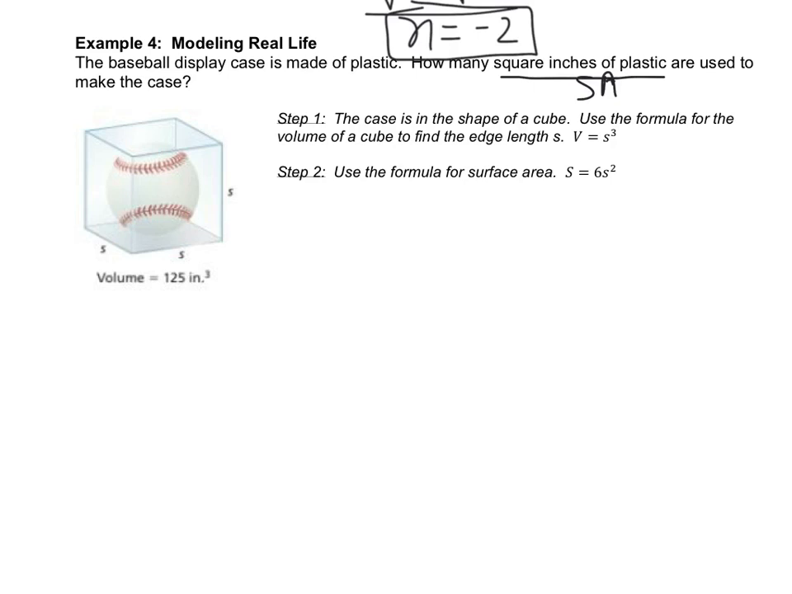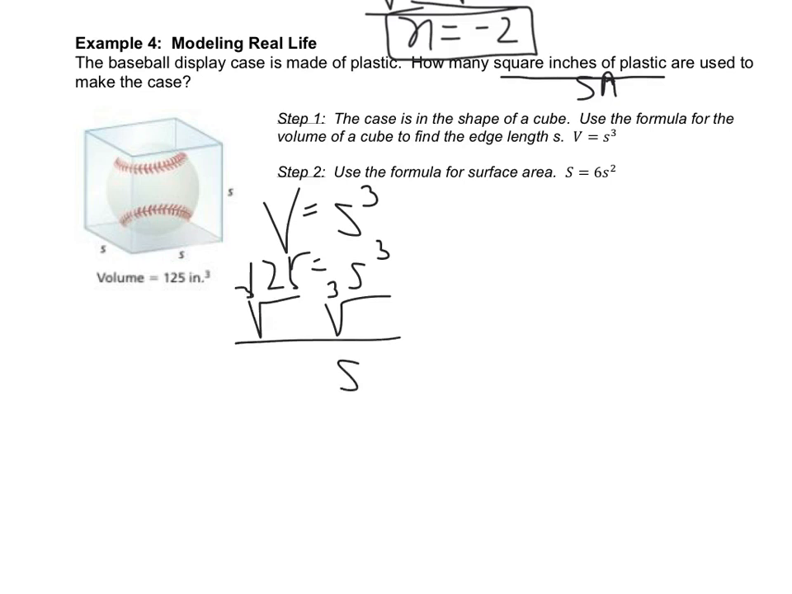So volume. The volume formula is S cubed. We have 3 S's, S times S times S, length times width times height. The volume of a cube is S cubed. So we know the volume is 125. So the question is, how do I get to S? Well, we just said that the inverse of cubing is to take the cube root. And what's the cube root of 125? 5 times 5 times 5 will get me to that 125.